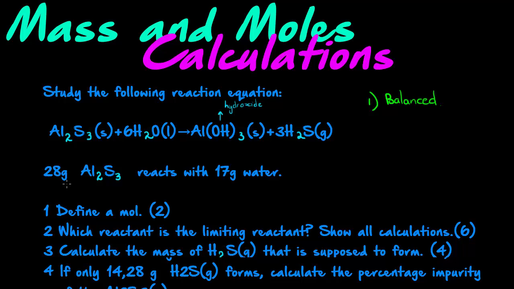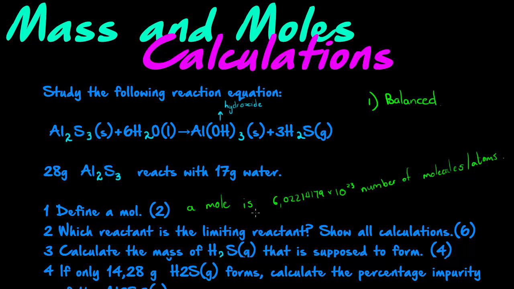Okay, they tell us that 28 grams of dialuminium trisulfide reacts with 17 grams of water. The first thing they ask us is to define moles. Okay, so you could say a mole is 6.0221417 times 10 to the power of 23 number of molecules or atoms.